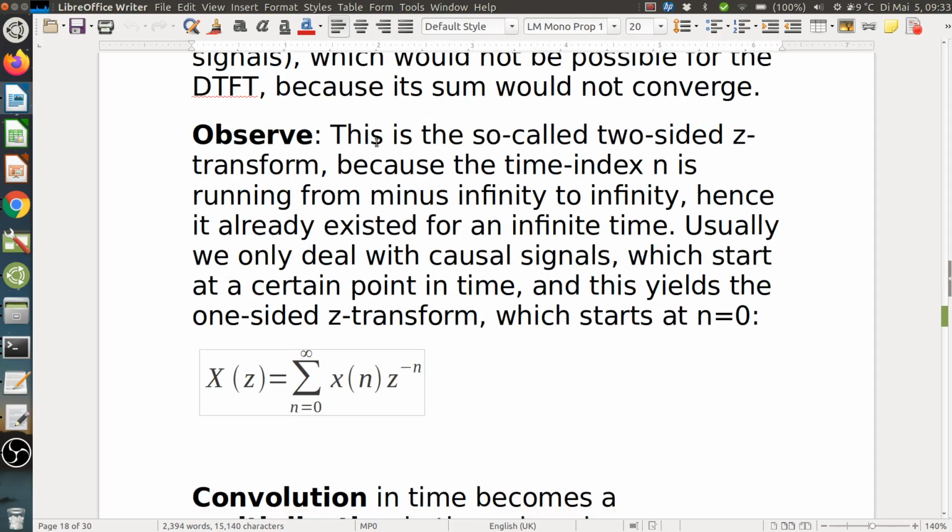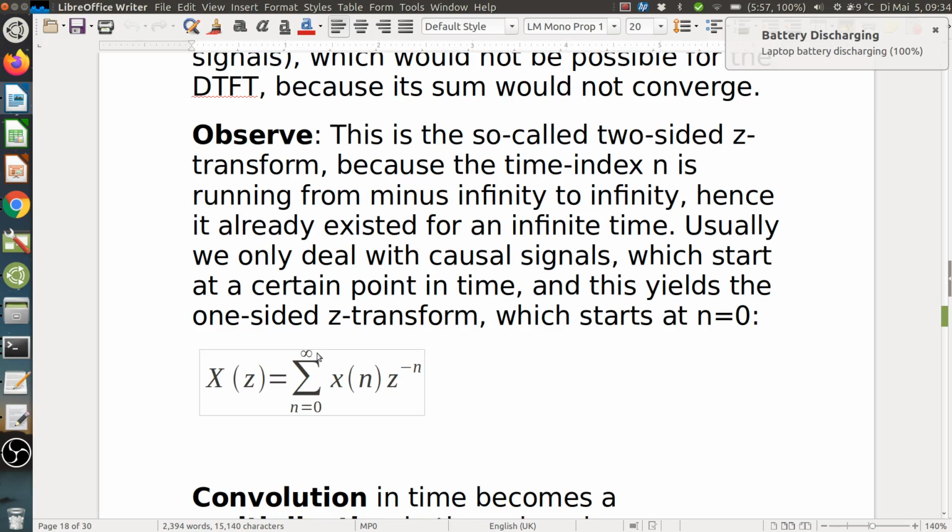Yeah, so observe, this is the so-called two-sided Z transform because the time index n is running from minus infinity to infinity. Hence it already existed for an infinite time. Usually we can only deal with causal signals which start at a certain point in time, and this yields the one-sided Z transform which starts at n equals 0. So basically we set our starting point where the signal starts. So n equals 0 is also where the signal starts, and then it still might go on to infinity.